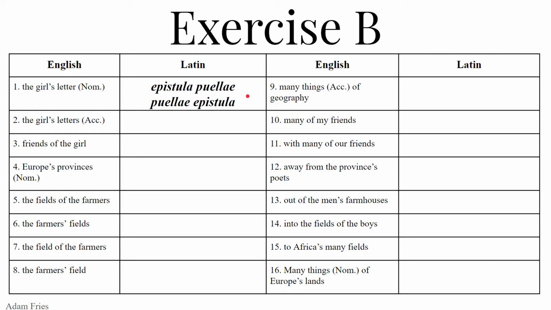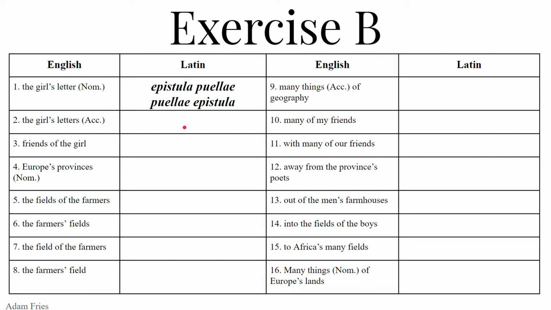Excellent. Optime. Number two, the girl's letters. And then we want the noun letters to be in the accusative case. So the girl's letters. Girl, once again, that's genitive singular, and letters, that's in the accusative plural. So it's like number one, the only thing that we're changing is the form of epistula. So girl's is still going to be puellae. Letters in the accusative plural is going to be epistulas. So for number two, we may either write epistulas puellae or puellae epistulas.